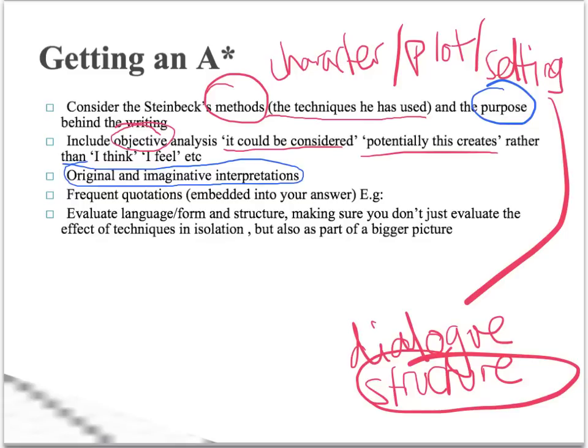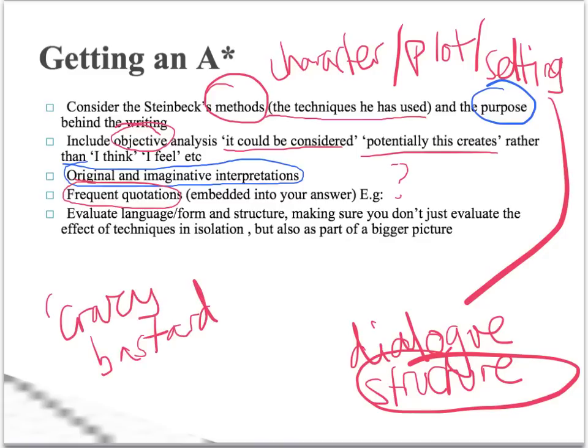They want to see a really secure knowledge of the text and understanding, and you can achieve that by frequent quotations, embedded responses. So it's about using some nice short quotations. Rather than sticking in a huge 3 or 4 line quote, use single words or a couple of words, thinking about how you could incorporate "crazy bastard" rather than finding the full quote from George in chapter 1.